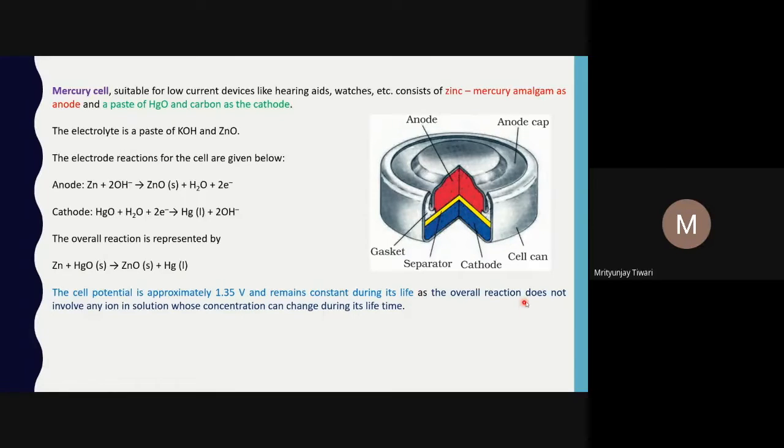As the overall reaction does not involve any ion in solution. And why this is very important: in the electrochemical galvanic cell, we see the Nernst equation. In the Nernst equation, if you remember, we see the ln of the concentration of the ions in the product divided by the concentration of the ions in the reactant, that is, the electrolyte.